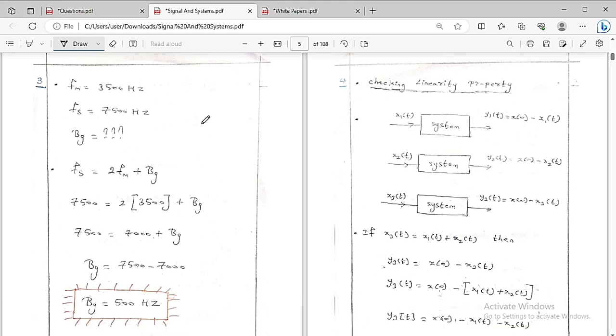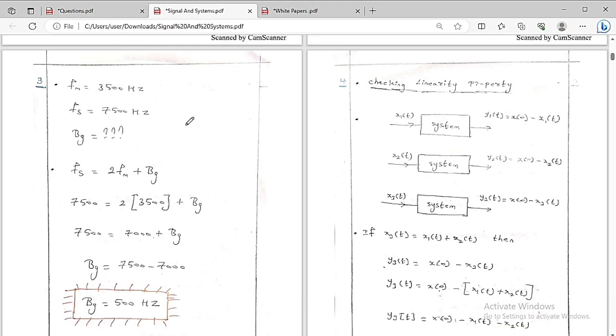As you can see clearly, they have given a signal. The signal bandwidth is nothing but fm, the maximum frequency. Bandwidth is nothing but the maximum frequency, because I am going to assume the minimum frequency is 0. Suppose I take a signal like this. We can say there are positive frequencies and there are negative frequencies.